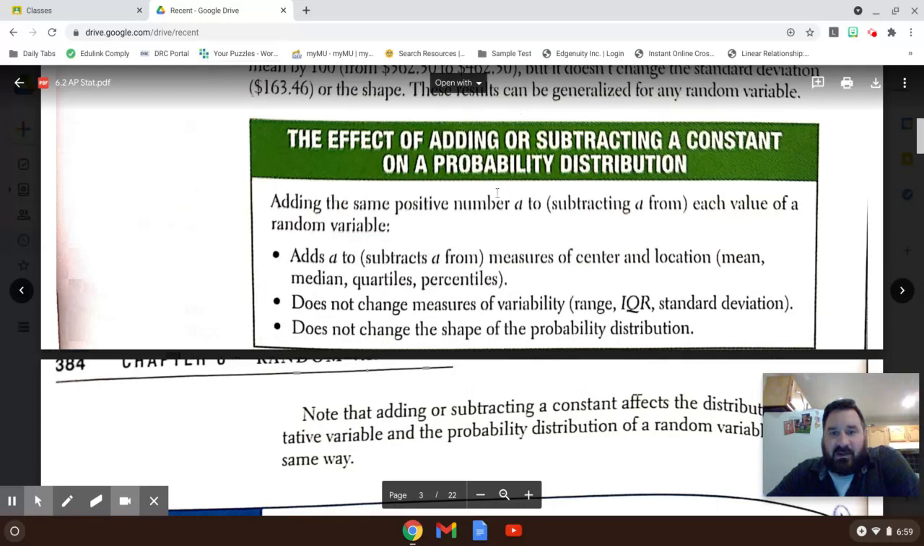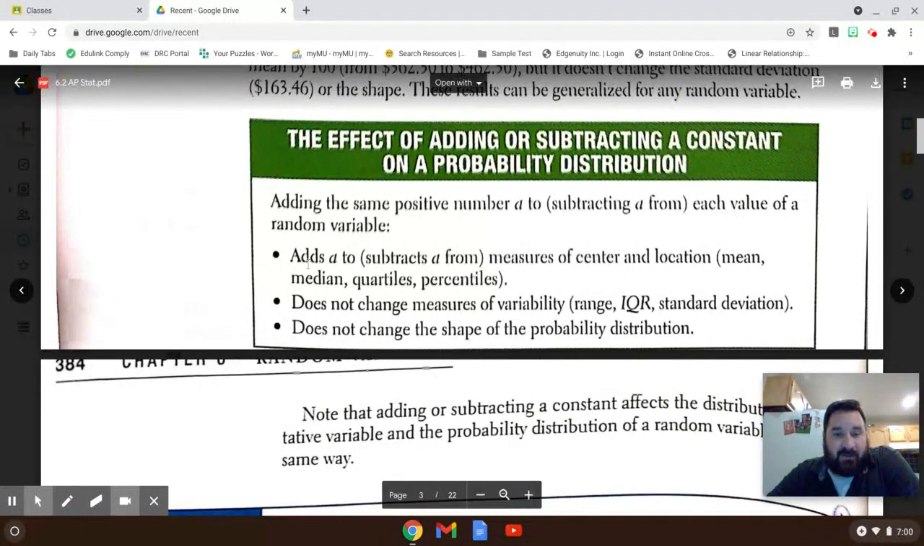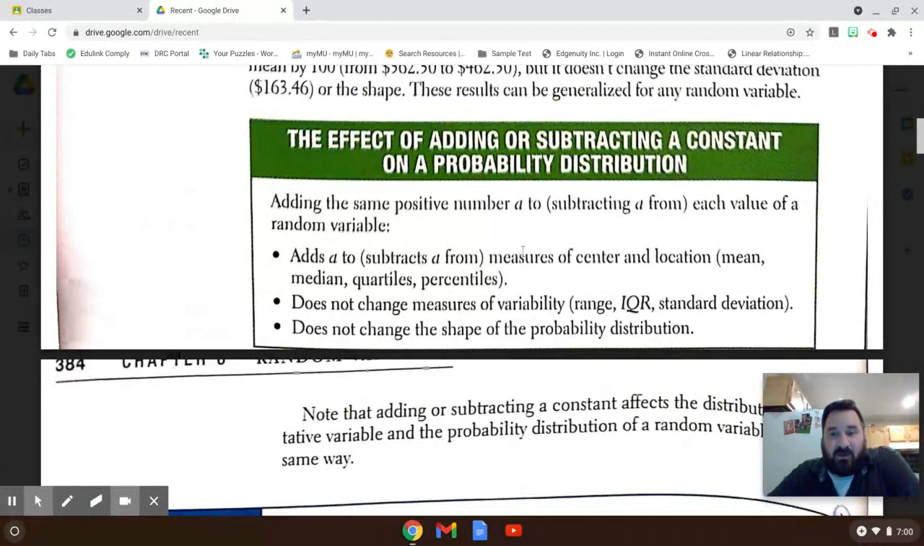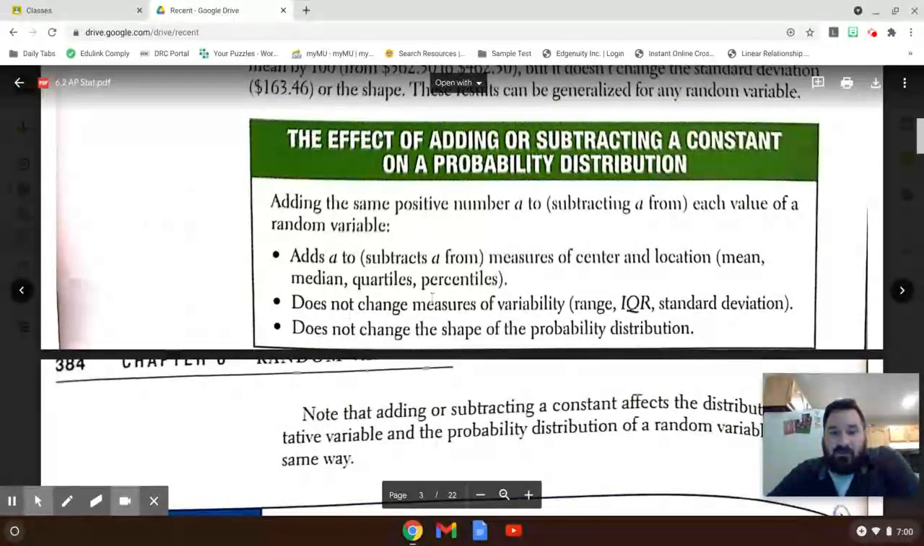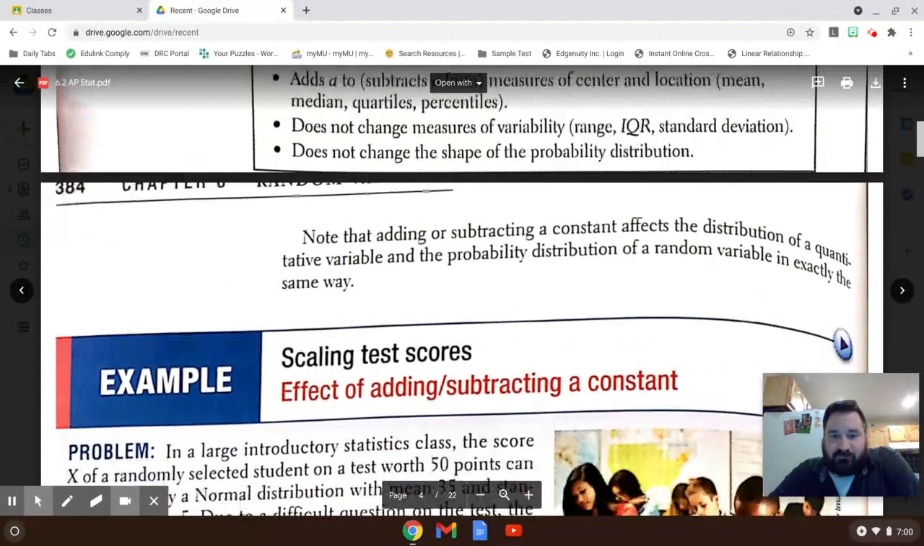Effects of adding and subtracting a constant on a probability distribution. Again, if you add or subtract the same positive number from each value of a random variable, here's what happens. You should add or subtract that amount from your measure of center: mean, median, quartiles, percentiles. It will not change your spread, your variability, and will not change your shape.